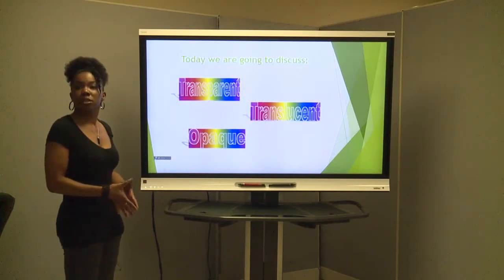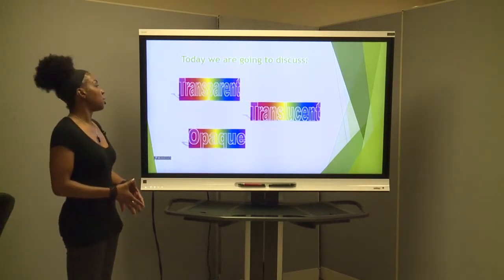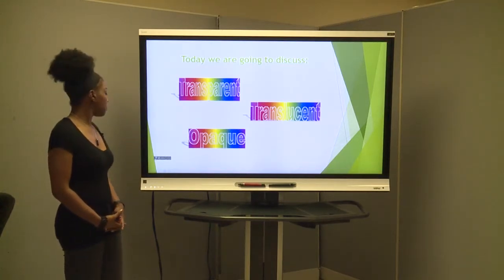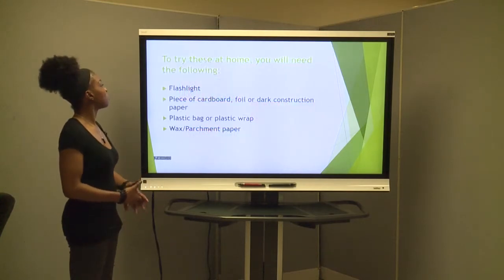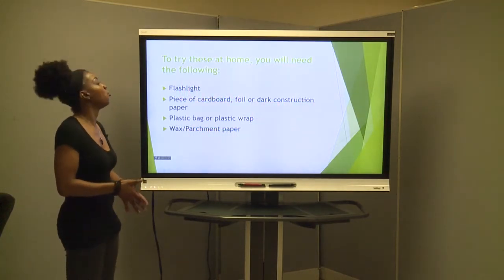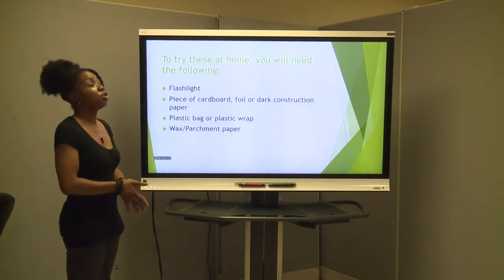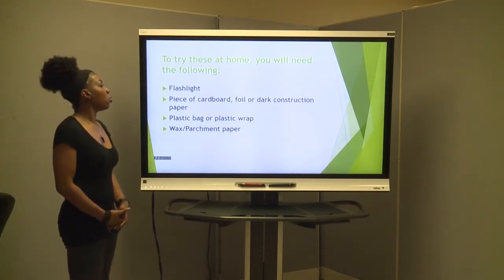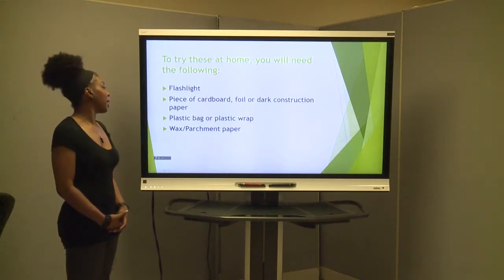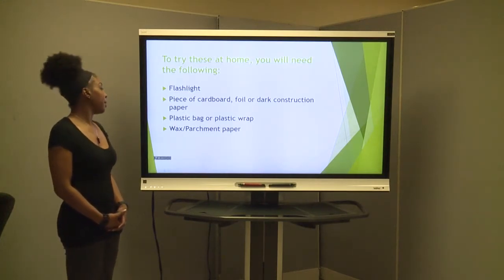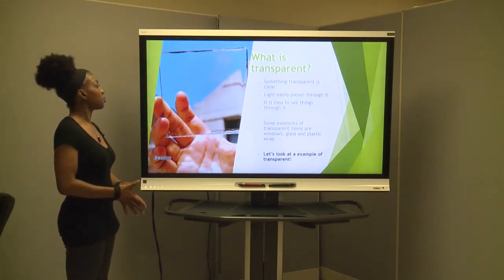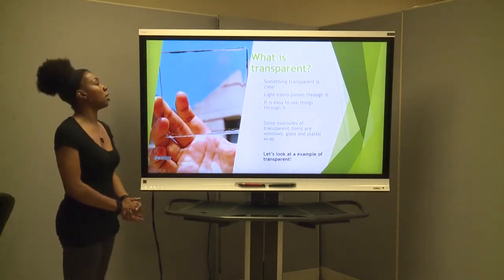So today we are going to discuss 3 terms: transparent, translucent, and opaque. If you want to try this at home, you are going to need the following materials. You're going to need a flashlight, a piece of cardboard, foil or dark construction paper, a plastic bag or plastic wrap, wax or parchment paper. So let's get into our first term.